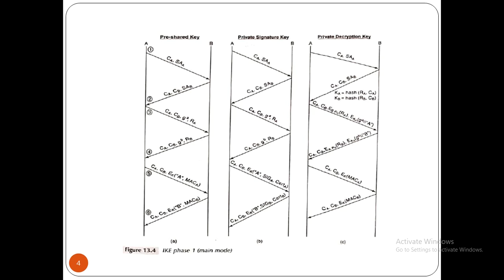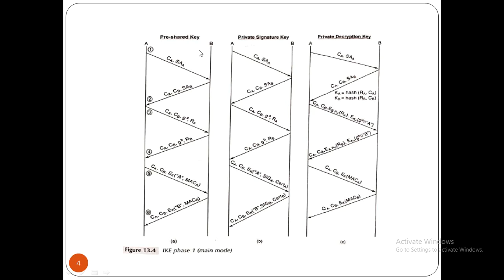Now, to perform mutual authentication, IKE assumes that either A and B share a secret, that is, a pre-shared key. Before the actual communication, they are sharing a key. That is why we call it a pre-shared key. And we are using two more options, the private signature key or the private decryption key. These are the two more options. Now let us discuss these as option 1, option 2 and option 3.